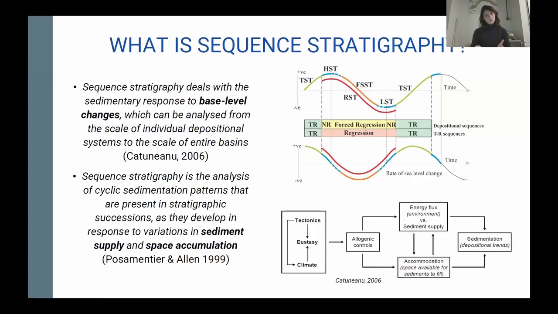Generally, basin sedimentation is controlled by allogenic and autogenic processes, but the interplay of allogenic processes, so tectonics, eustasy, and climate, is important for the shoreline shifts that are important to recognize the packages of strata known as systems tracts.